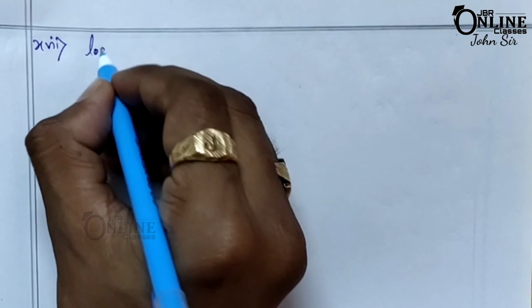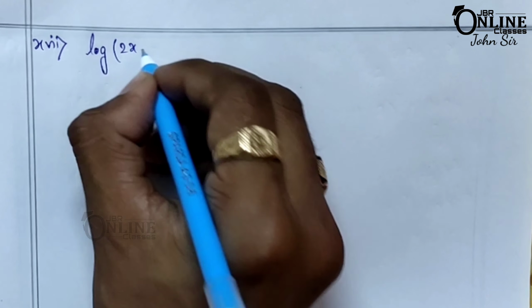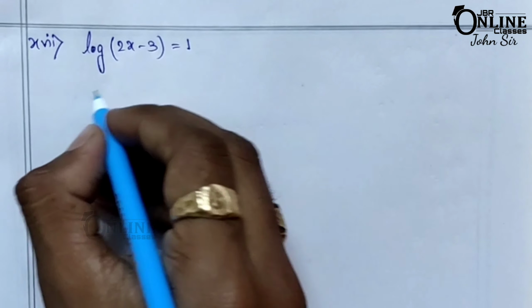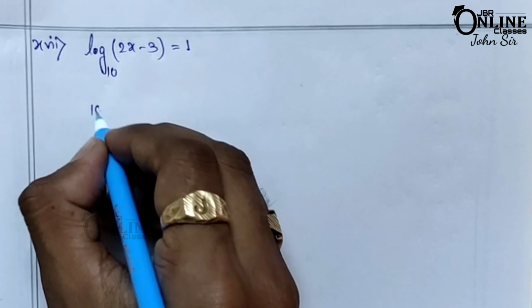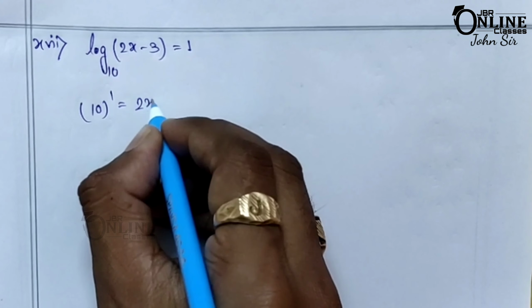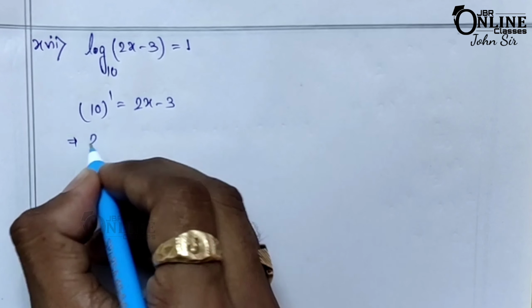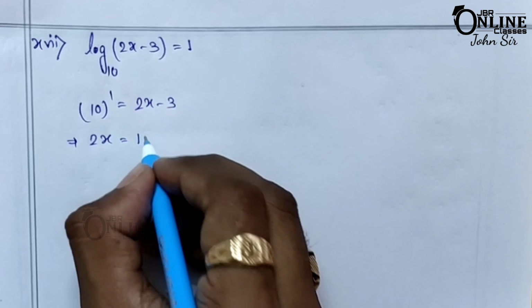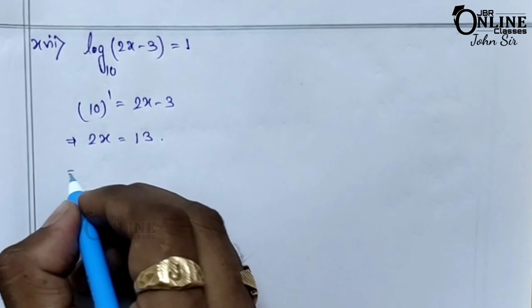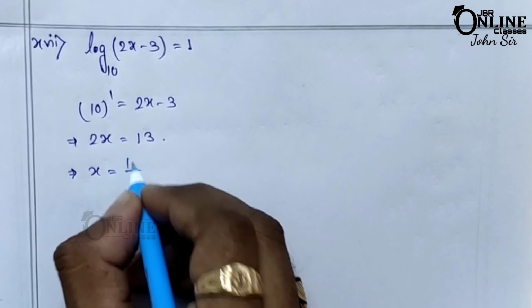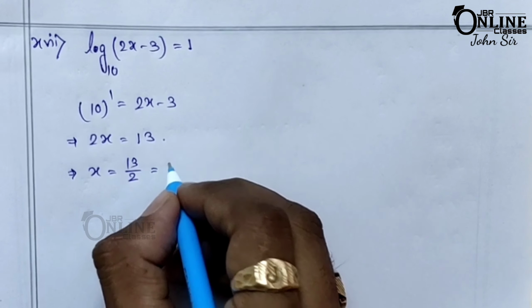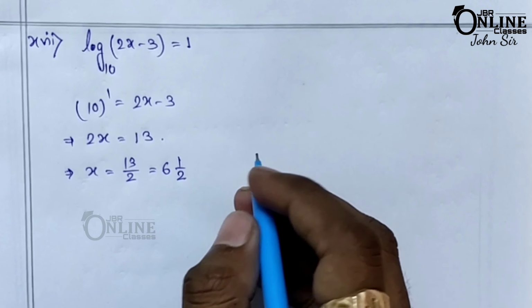Now 17, log of 2x minus 3 equals 1. So here base equals 10. So that means 10 to the power 1 equals 2x minus 3. So 2x equals 10 plus 3, that equals 13. So x equals 13 by 2. Change into mixed fraction, 6 whole 1 by 2.